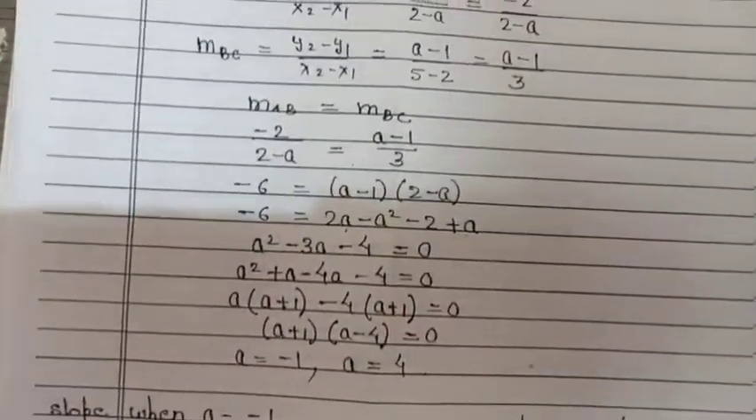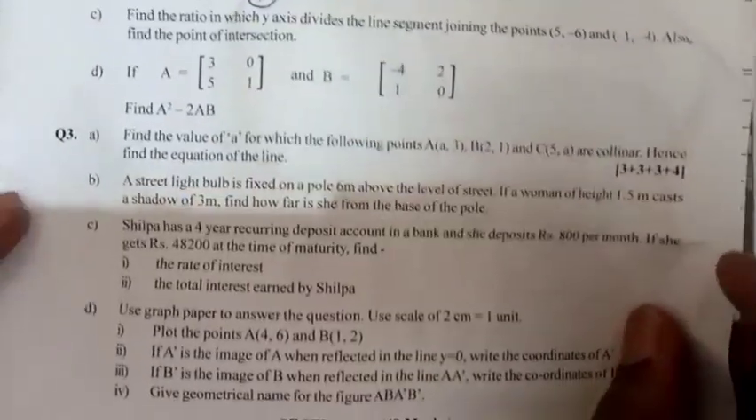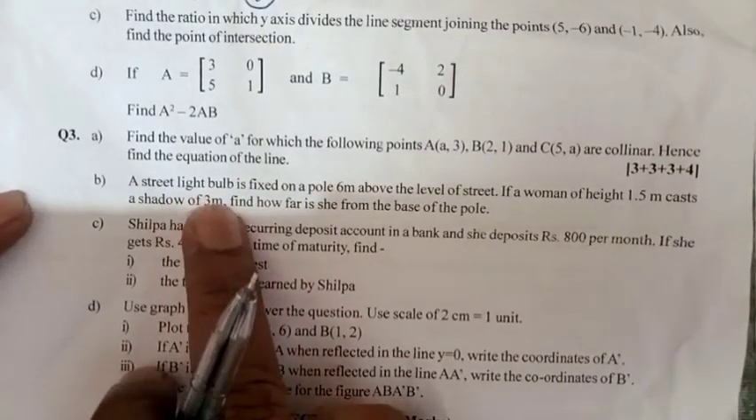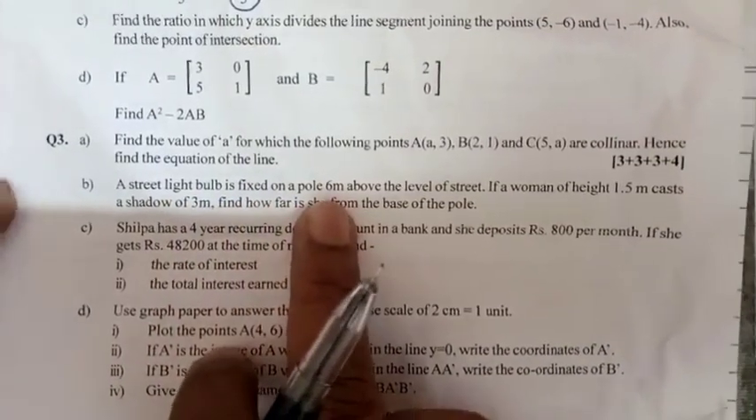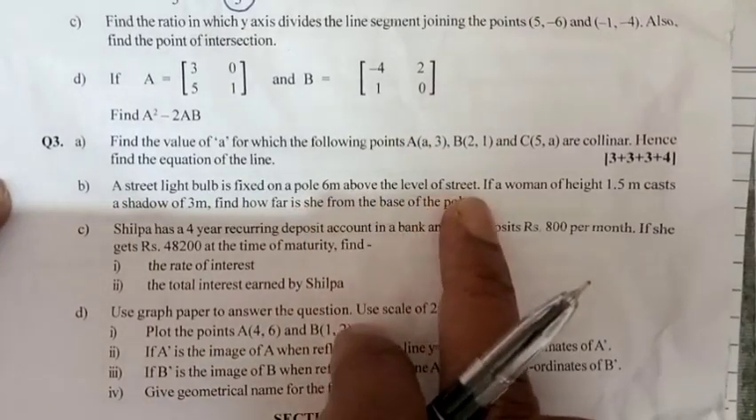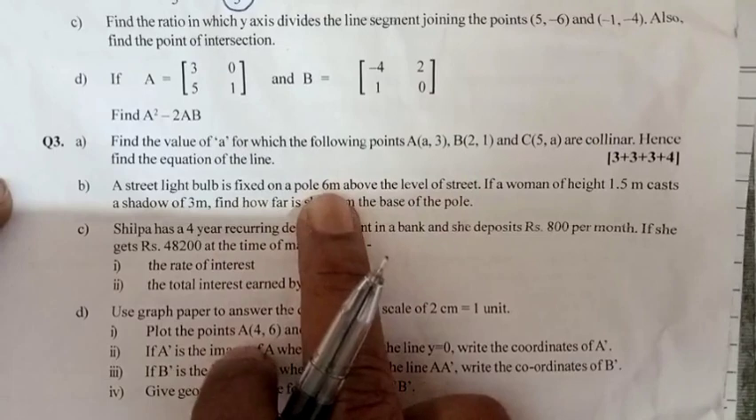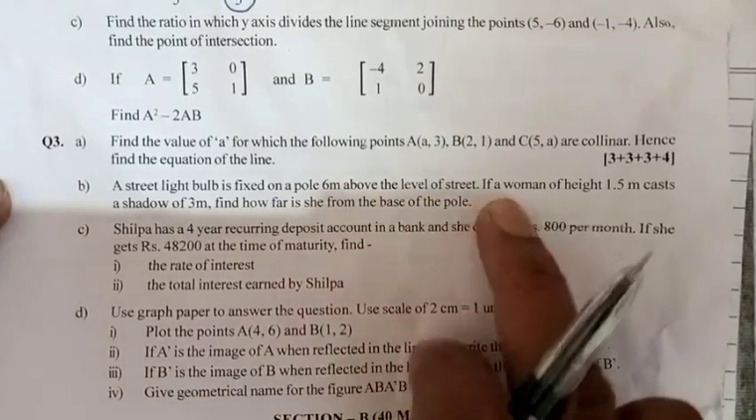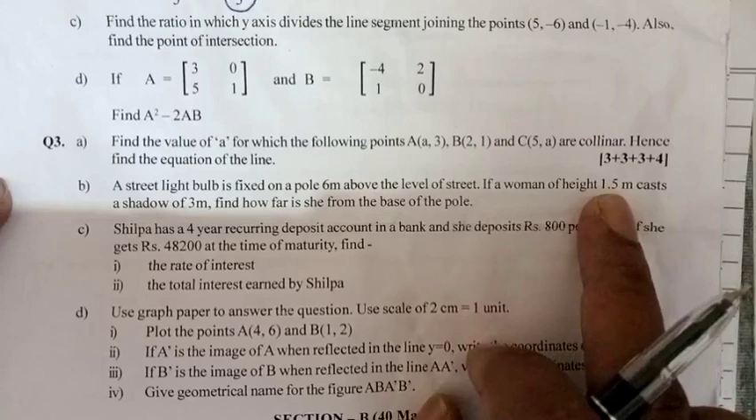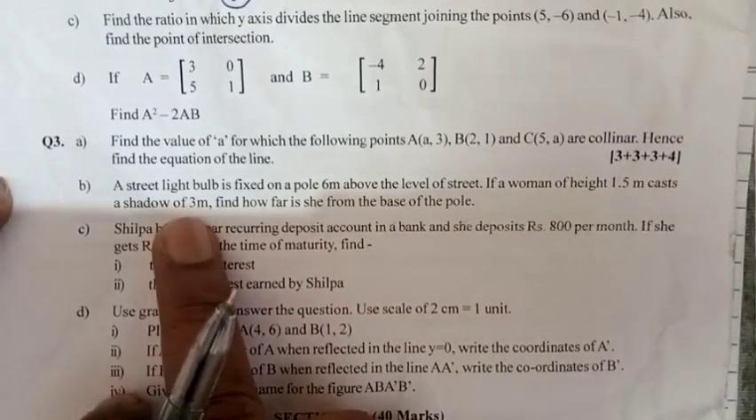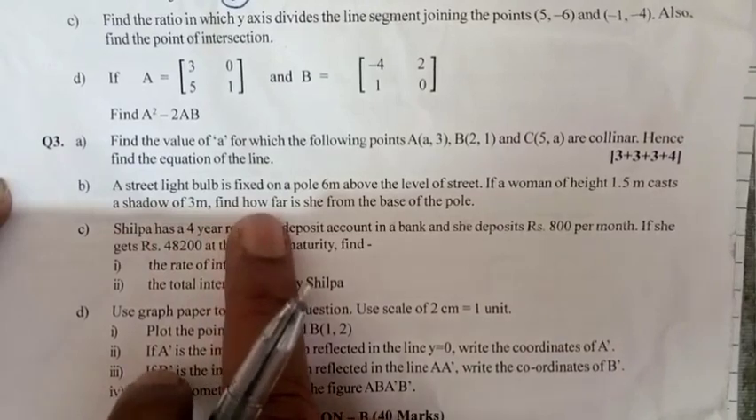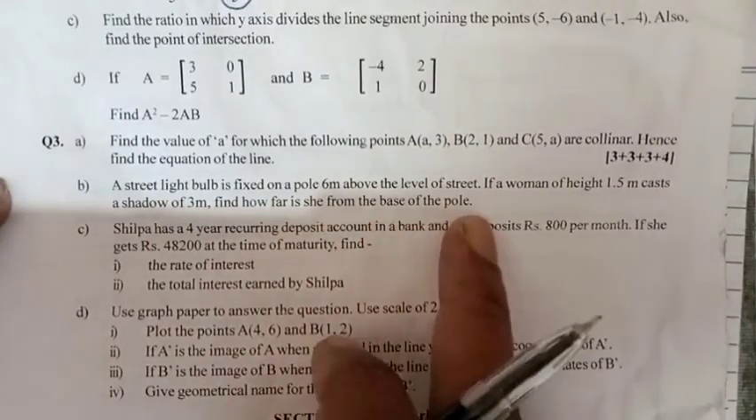Okay, now moving on to the next part of this question, and the next part is B part. Now the B part of the question is: a street light bulb is fixed on a pole which is 6 meters above the level of the street. So they have given you a pole whose height is 6 meters. A woman of height 1.5 meter is casting a shadow of 3 meters. And now we have to find how far is she from the base of the pole.